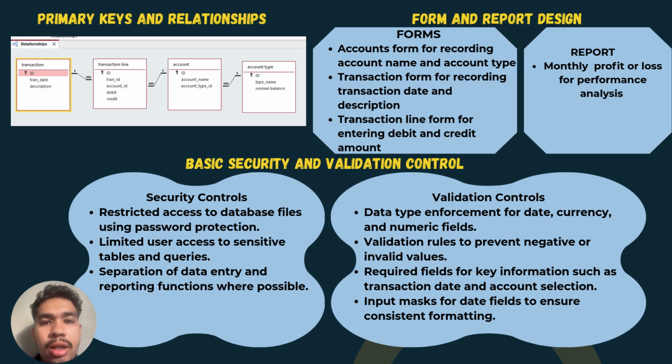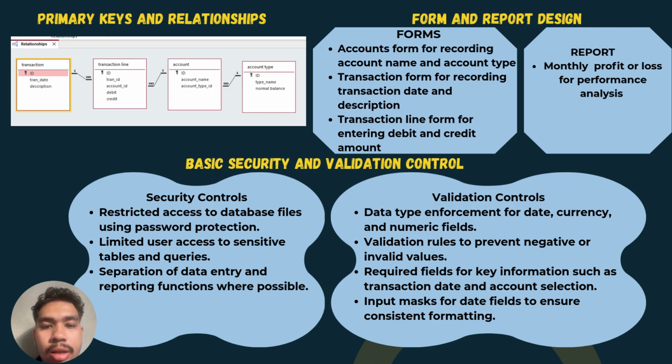Each table in the database has a primary key to uniquely identify records. For example, the transaction table is linked to the transaction line table, and both are connected to the account table. This relationship ensures that all transactions are properly recorded and linked to the correct account, which helps maintain data accuracy and consistency. Next is the form and report design.